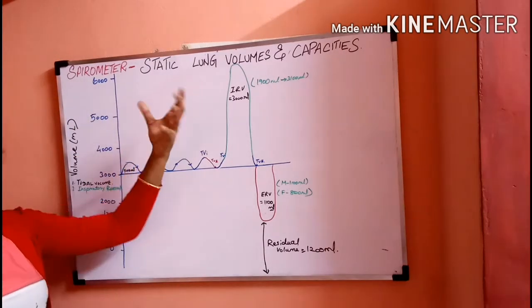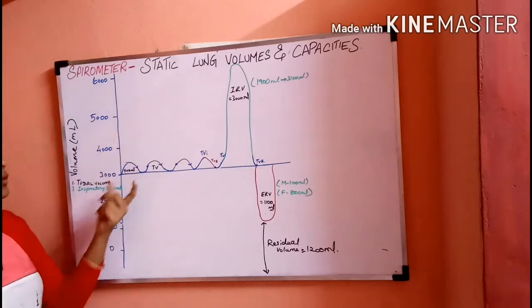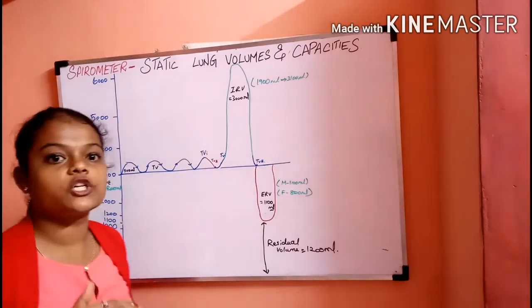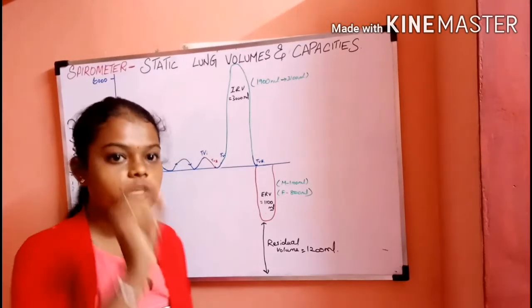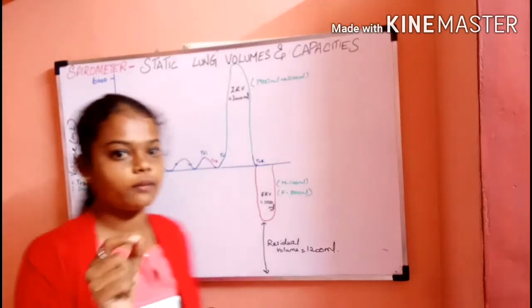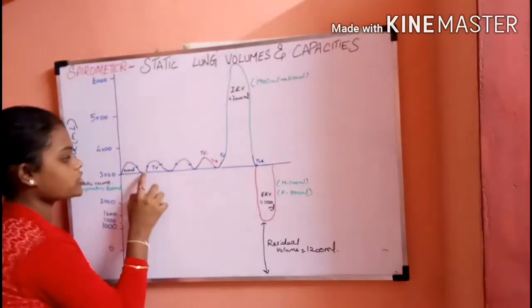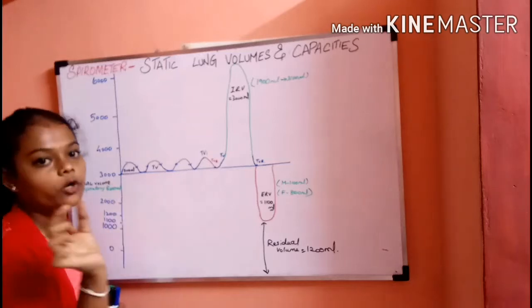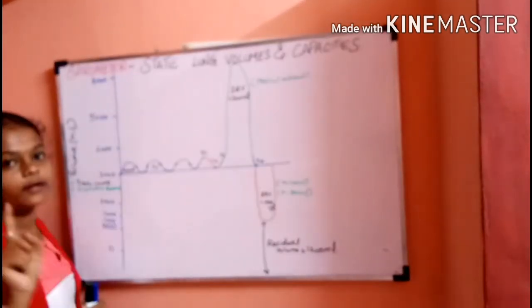First we have to see the lung volume. In normal quiet respiration, inspiration is 500 ml and expiration is 500 ml. So inspiration and expiration together is called tidal volume, and the value is 500 ml, right?